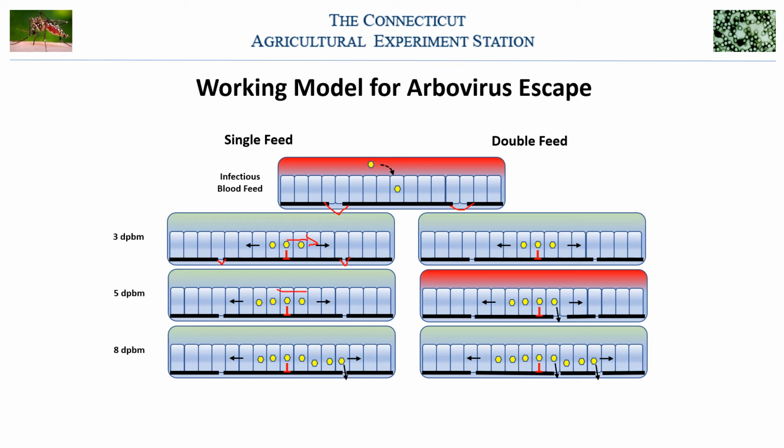The virus continues to spread cell to cell, and then eventually at a later time point it finds one of these cracks that wasn't completely fixed, and the virus is able to exit out of the gut. However, in a double feed scenario, you get the initial infection as before. You get cell-to-cell spread, but then an additional blood meal is added, and when you do that, you get the introduction of new cracks, and the virus is then able to exit the gut at an earlier time point compared to the single feed group.